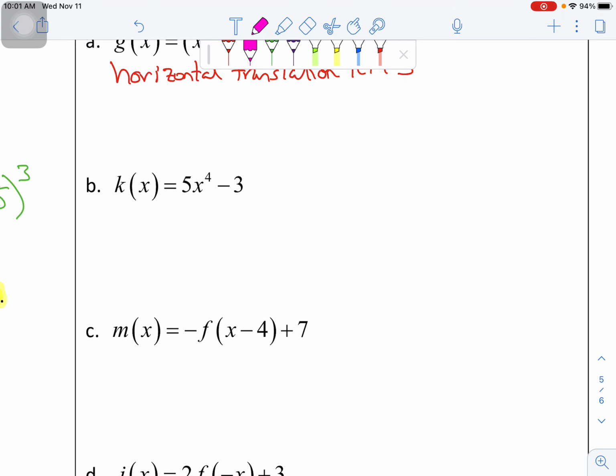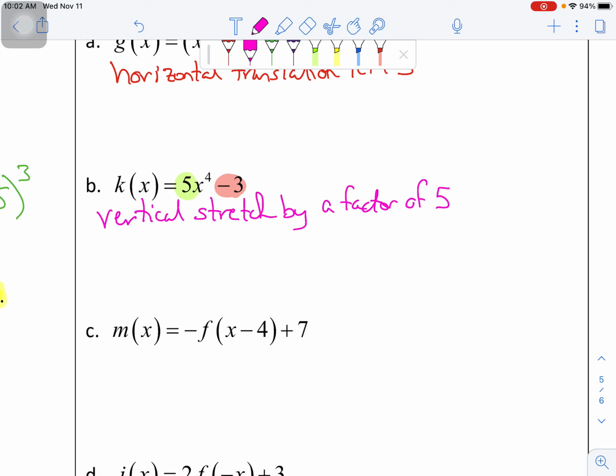Okay, this is a combination problem, so we got a couple things going on here. So we've got this 5 in front here, and we have a minus 3 at the end. So we want to make sure that we address both of them. So the 5 is going to be a vertical stretch. Okay, vertical stretch by a factor of 5. All right, we're taking all of those values and we are multiplying them by 5, so we're stretching them 5 times further away from the x-axis.